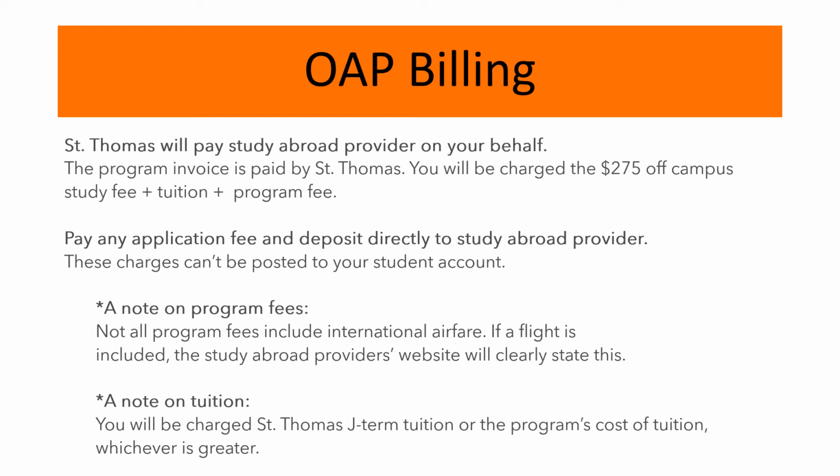A couple of notes about these billable costs. Not all program fees include international airfare. If a flight is included, the study abroad provider's website will clearly state this. And for tuition, you will be charged either St. Thomas J-term tuition or the program's cost of tuition, whichever is greater. Finally, non-billable costs should be paid directly to the study abroad provider. These typically include an application fee and deposit to confirm your place on the program.